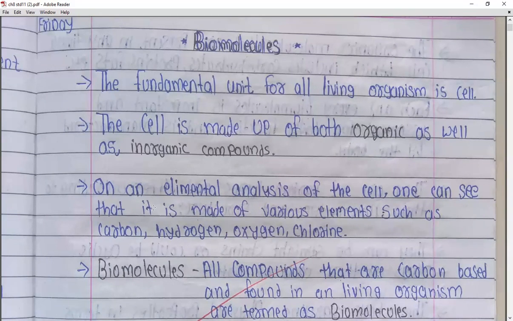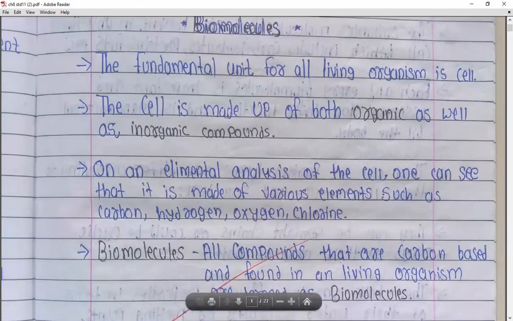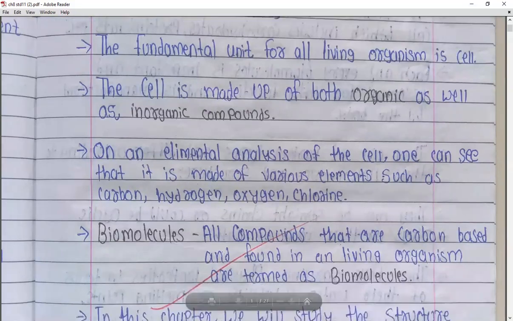Now, on an elemental analysis of the cell, one can see that it is made of various elements such as carbon, hydrogen, oxygen, and chlorine. So these are the four main types of elements which are observed, and based upon this, the whole cell is made up. So the important components of the cell are carbon, hydrogen, oxygen, and chlorine.